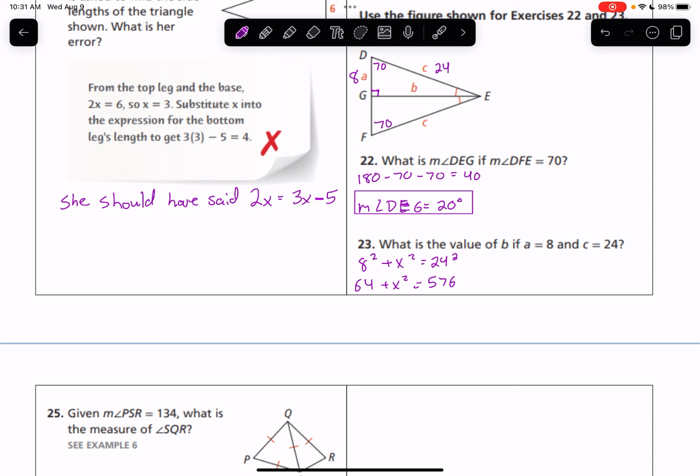I would say it's important for you to memorize your square numbers up through like 30, just so you can do them off the top of your head.